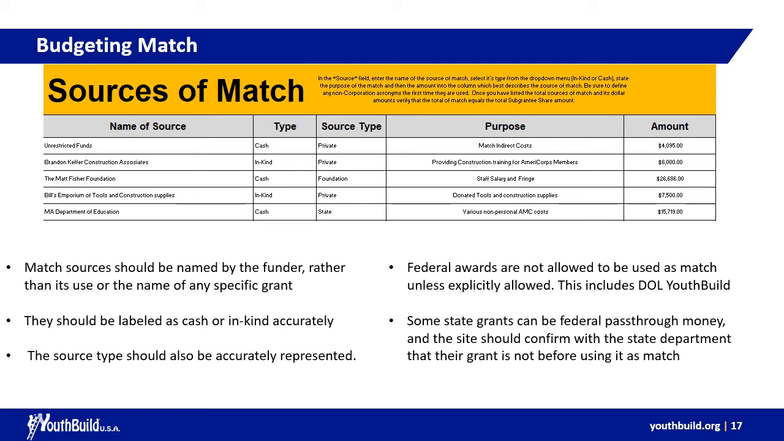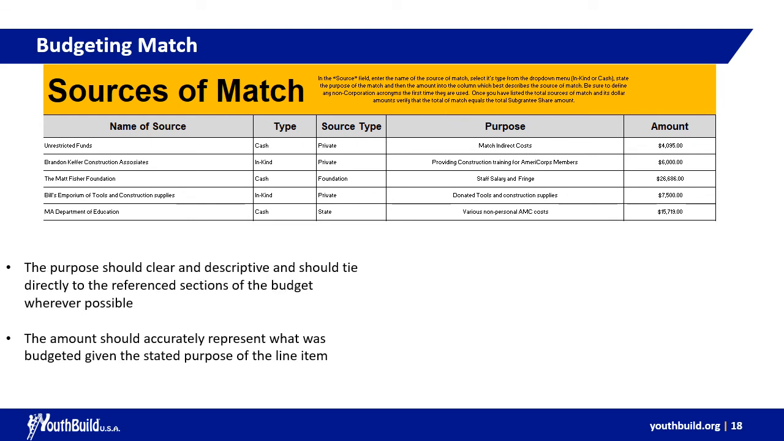You should always use the full name of the funder in the name of source section rather than the name of any individual grant or other identifying details. Please remember to label it as cash or in kind and then label the source type. Please remember, federal awards are not allowed to be used as match. The onus is on the subgrantee to confirm that any grant is not federal pass-through money before using it as match. The purpose line should clearly state what section or sections of the budget a source is paying for, and the amount should tie monetarily to these sections.